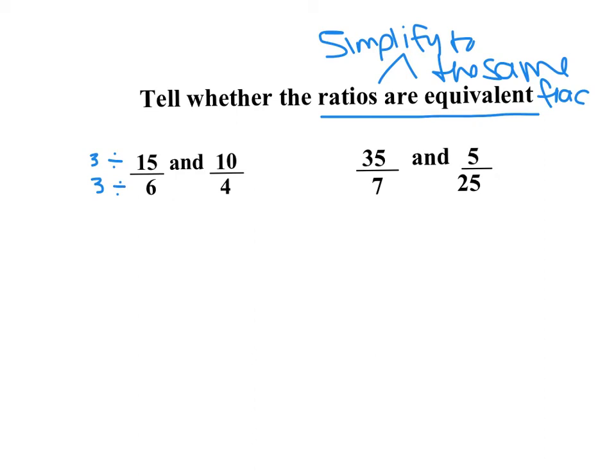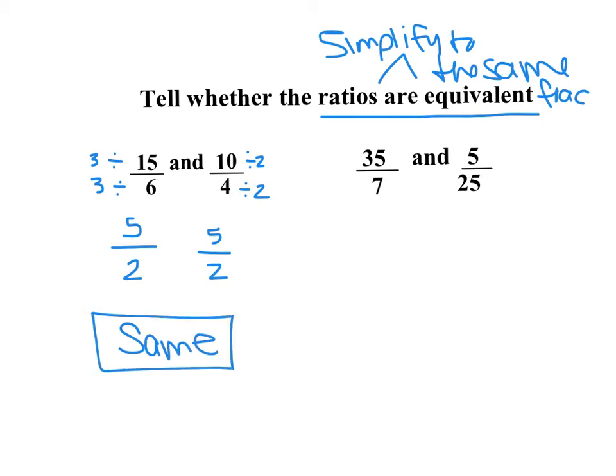So I divide 15 by 3, that's 5. 6 by 3, that is 2. I then look here at 10 over 4. I notice both of these are divisible by 2. So that simplifies to 5 over 2. So these are, in fact, the exact same ratios because they simplify to be the exact same fraction, the exact same number.